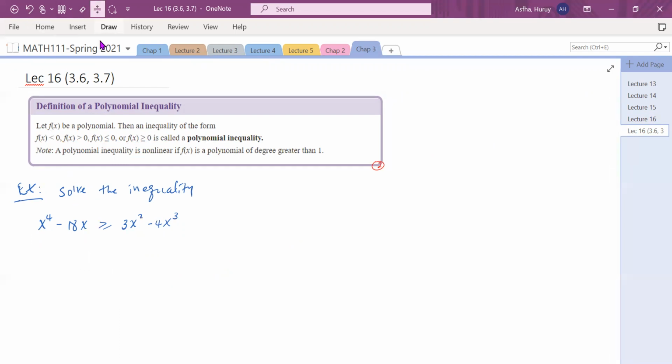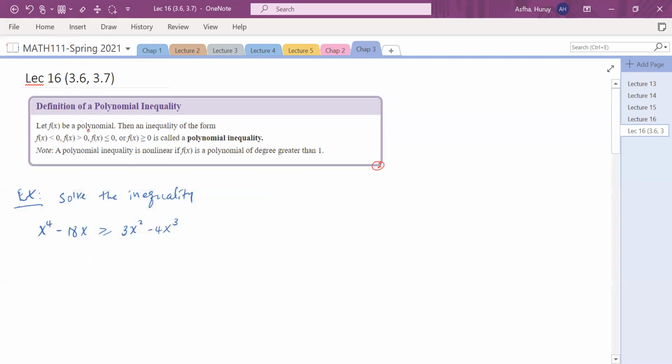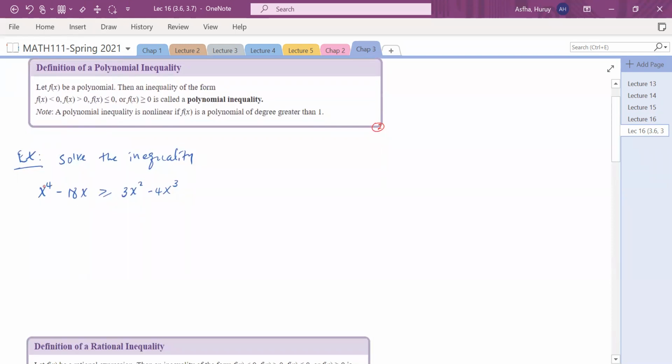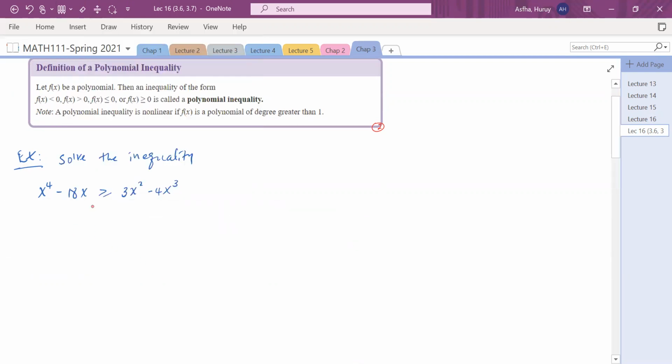Now, let's go straight into how we can solve a polynomial inequality. Let's solve this inequality, this example. The first thing that we need to do is write this polynomial in one of these forms, which basically means let's put all the terms on one side so that we can simplify or factorize it.